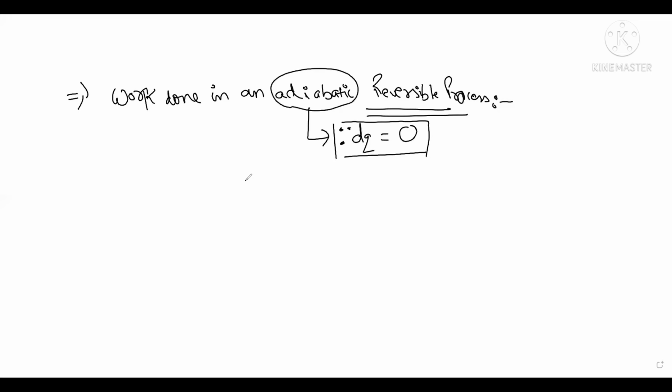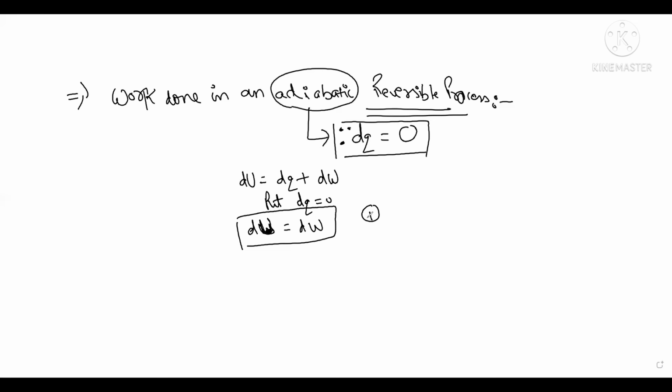Now from the first law of thermodynamics, dU equals dq plus dW. Put dq equal to 0, and hence we derive dU equal to dW. So let this be the first equation. Also, dU equals nCv dT. You might know about this, or we can derive it in some other class.